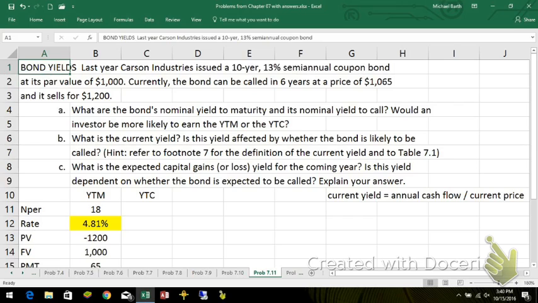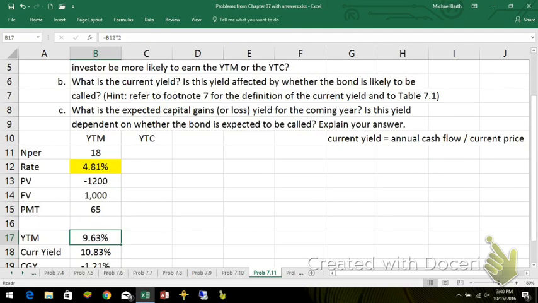Yield to call. It can be called in 6 years. So if I assume it's going to be called at a price of $1,065, that's still $65 twice a year for the next 6 years, so there'd be 12 total payments. The price is the price. People already know that it's callable, which means they've already made an adjustment in the price for whether they think it's going to be called or not.